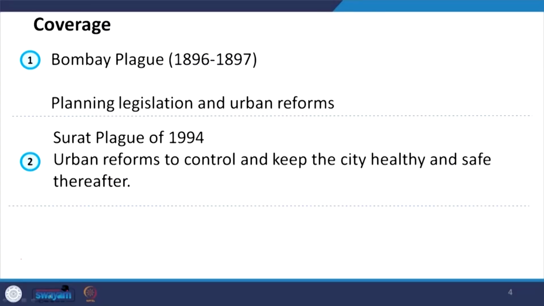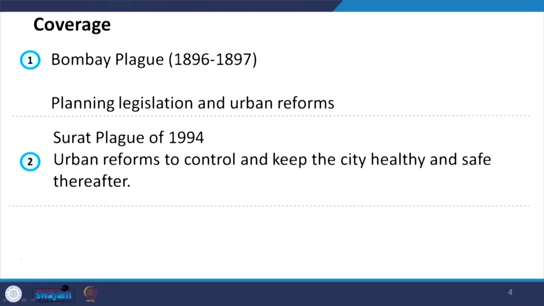Accordingly, we will cover the Bombay plague, which happened during 1896-1897. We will review the conditions and responses at that time and look at the initiation of planning legislation in the country and the urban reforms that took place. Then we'll look at the Surat plague of 1994 and also look at the relevant urban reforms that were taken to control and keep the city healthy and safe thereafter.